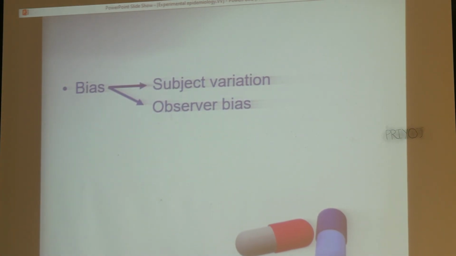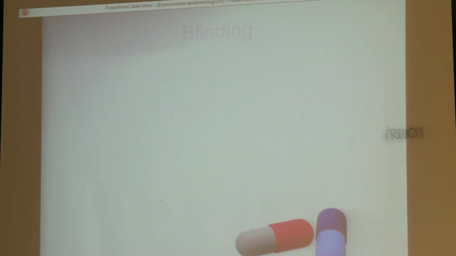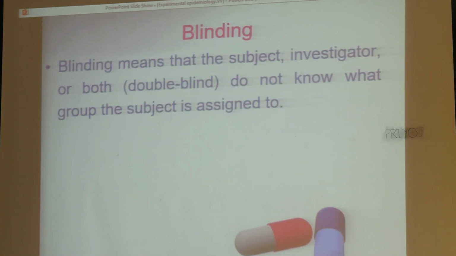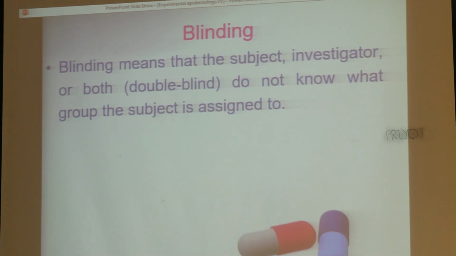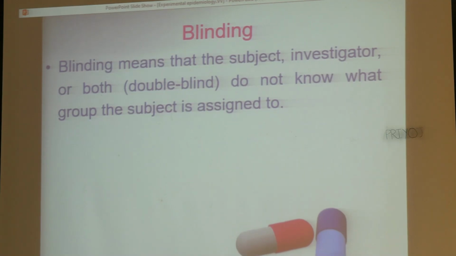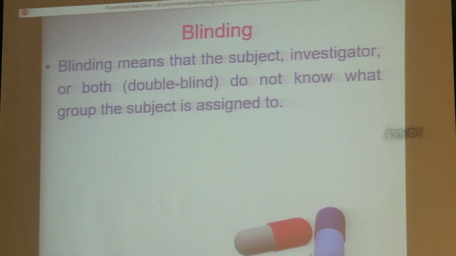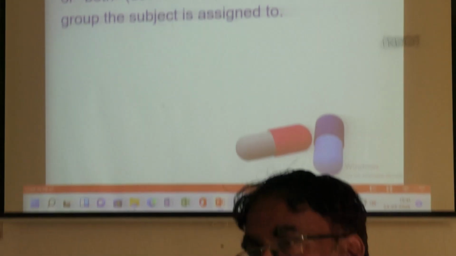So bias, you can have subject variation and observer bias. Now then you have blinding. Blinding means the subject and investigator or both do not know which group the subject is assigned to. Suppose I am doing a study, I have just 2 groups. I don't know which group is good or which group is bad. Random.